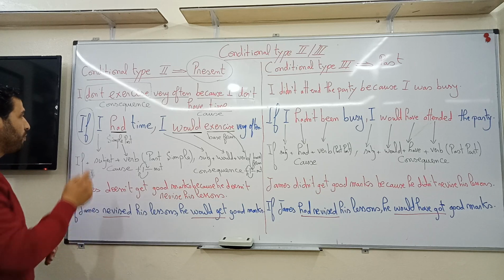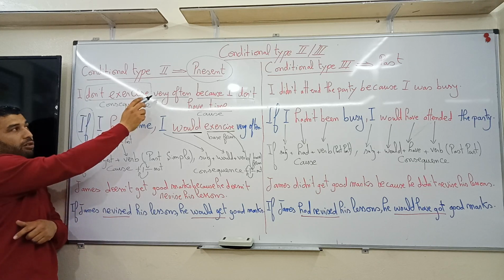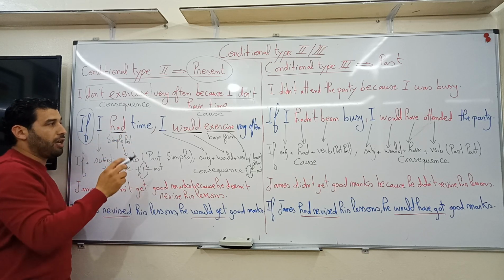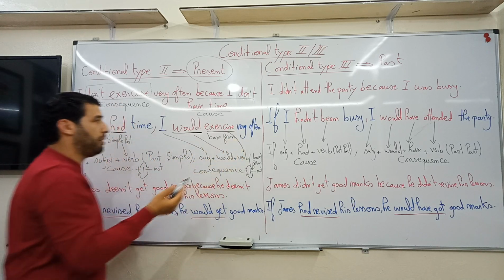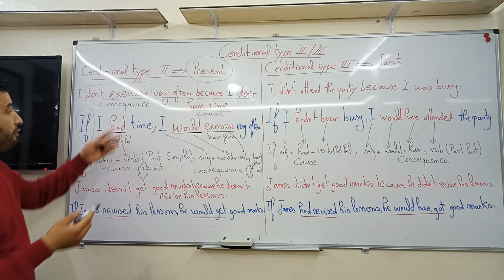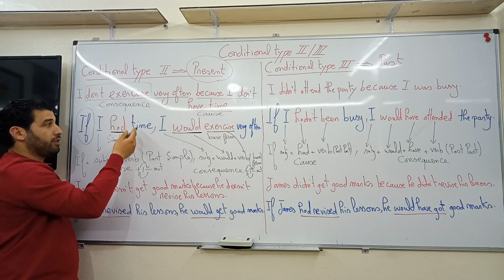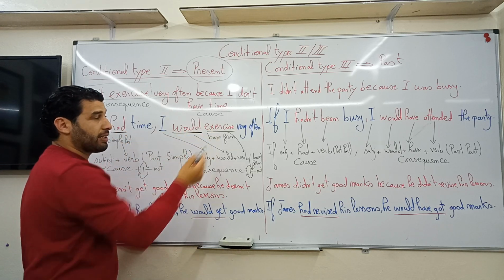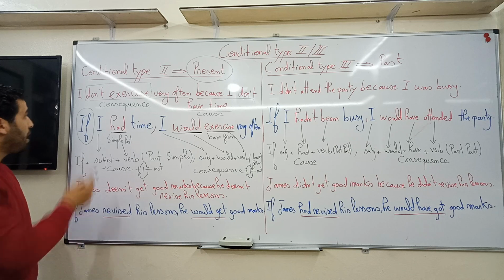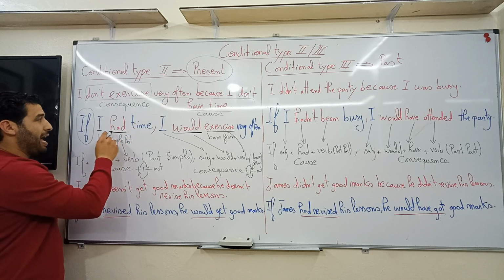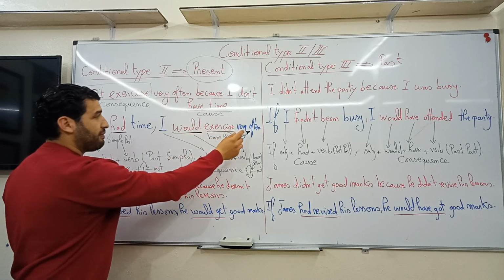Now I'd like to see the rule. Look at this sentence. This is the original sentence: I don't exercise very often because I don't have time. Now: if I had time, I would exercise very often. So what's going on? What have we done to move from here to here?